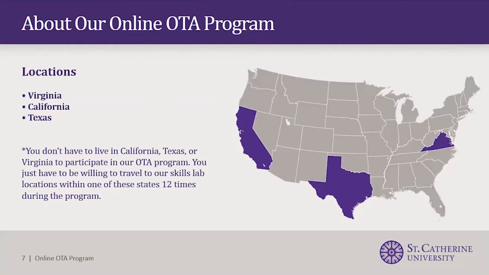We have a main campus located in Minneapolis and St. Paul, Minnesota, but because this program is online, we don't have multiple campuses all over the United States. We have lab sites located in Virginia, California, and Texas. You do not need to live in those states in order to attend our program. We have students all over the United States that participate in our program. I'll talk more about labs and fieldwork and what that's going to look like in a future slide.